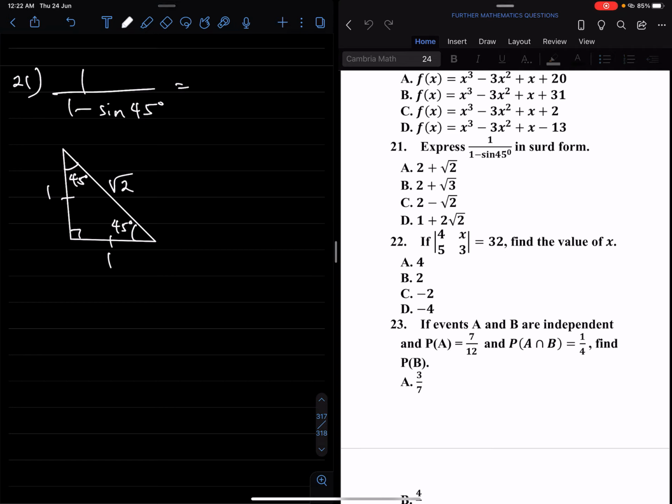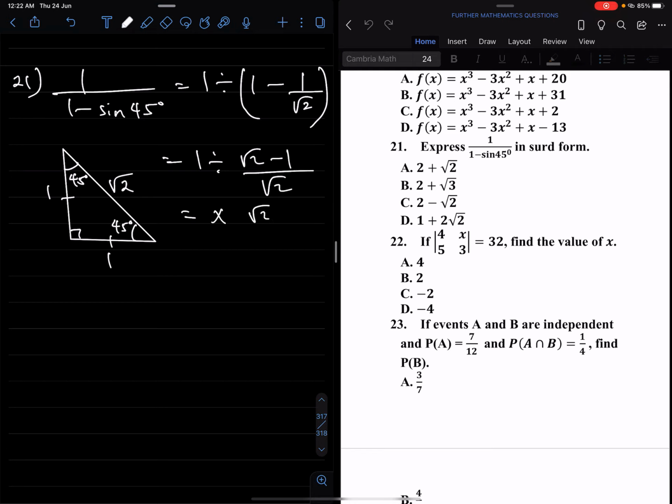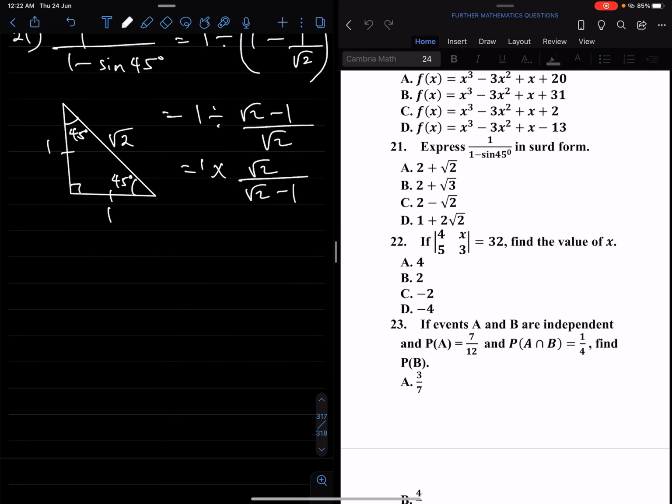So 1 over 1 minus sine 45 is the same as 1 divided by 1 minus 1 all over root 2, and that's the same as 1 divided by root 2 minus 1 over root 2, which simply means 1 times root 2 over root 2 minus 1, which is root 2 all over root 2 minus 1.